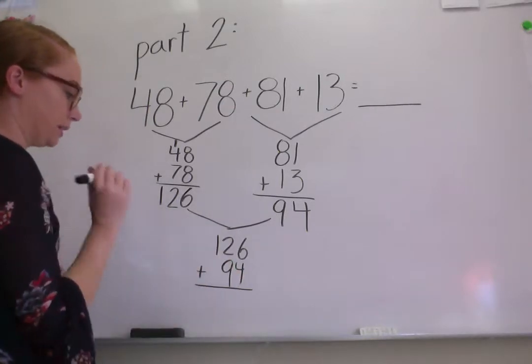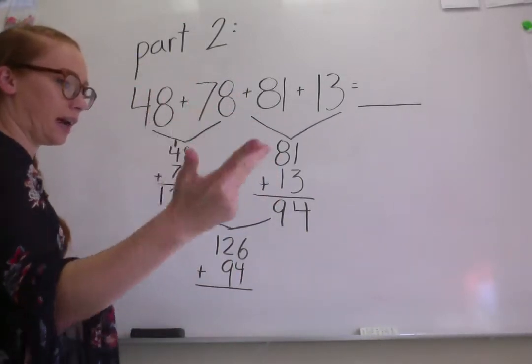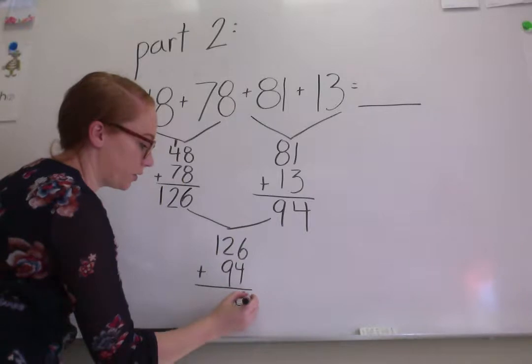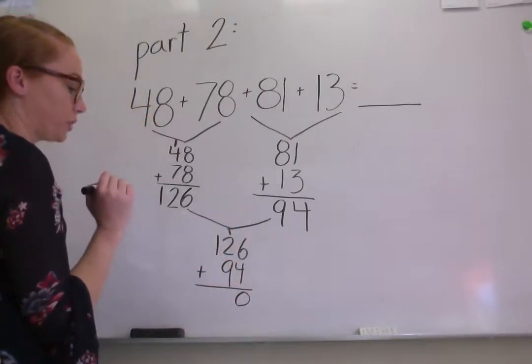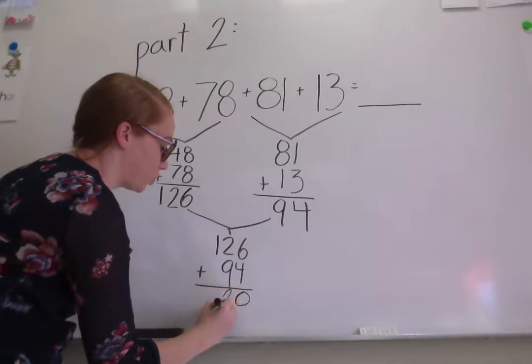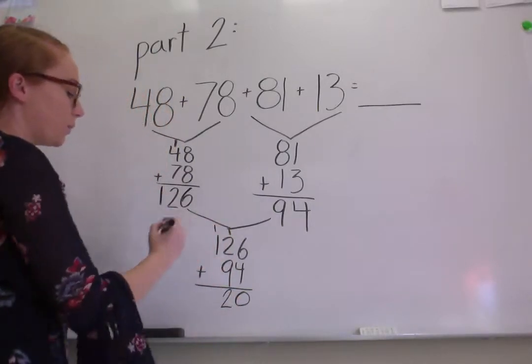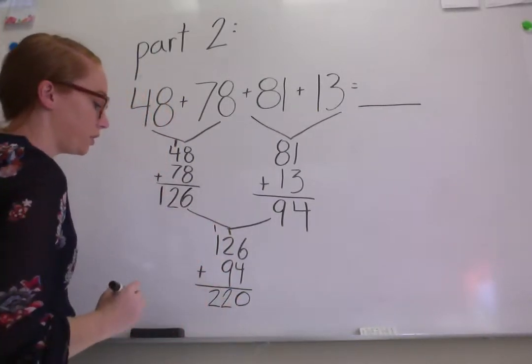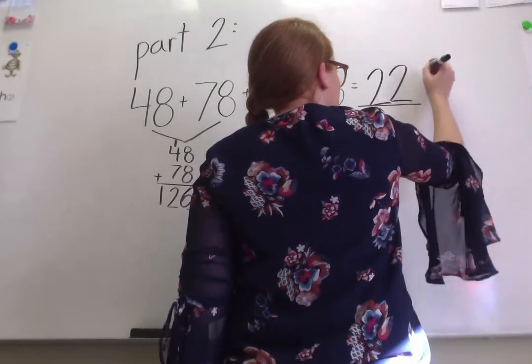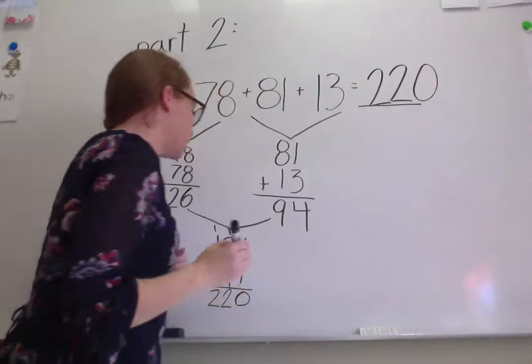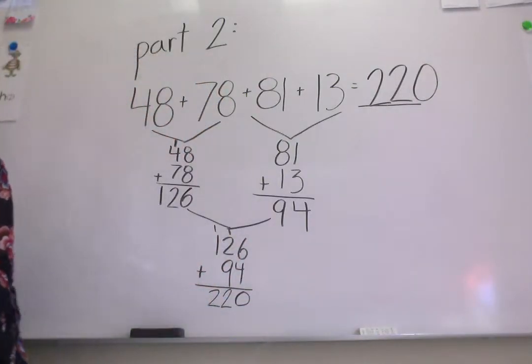6 plus 4, 6, 7, 8, 9, 10. 0 on the bottom, 1 carries to the top. 1 plus 2 is 3. 3 plus 9 would be 12. Carry your 1. 1 plus 1 is 2. So your answer is 220. The kids could solve this using whichever way they want. The answer just has to be correct in the end.